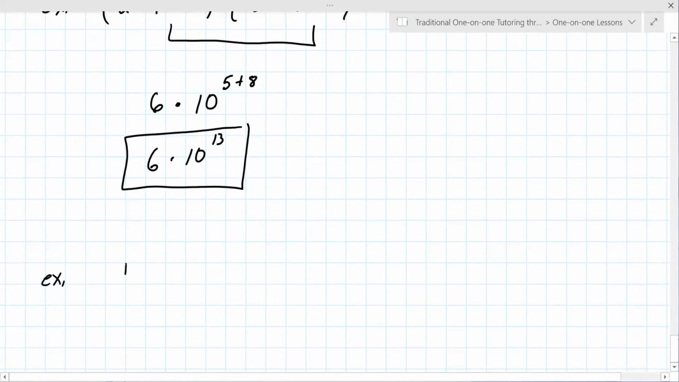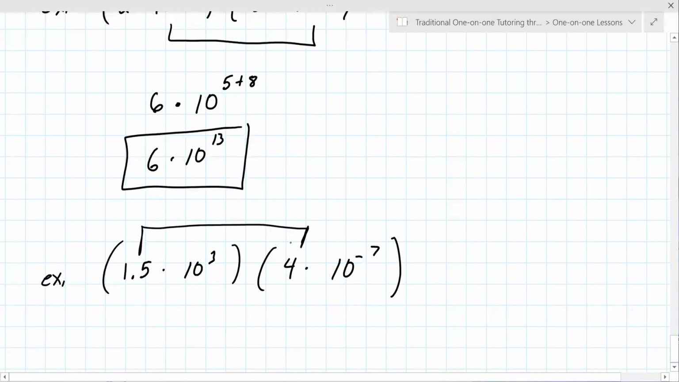Let's try another one here. Okay, so again, you multiply the first and the third. Let me know when you get your final answer here. Okay. Gotcha.